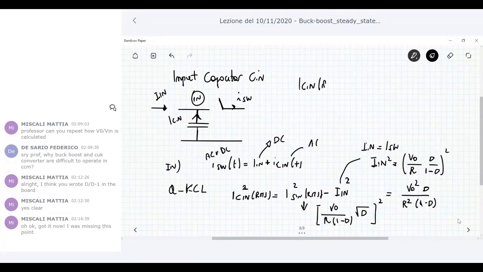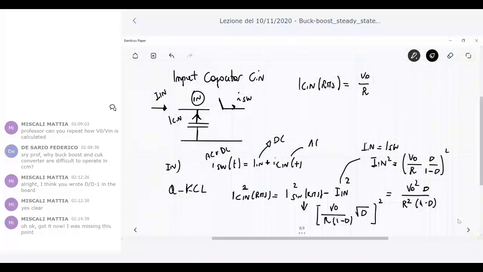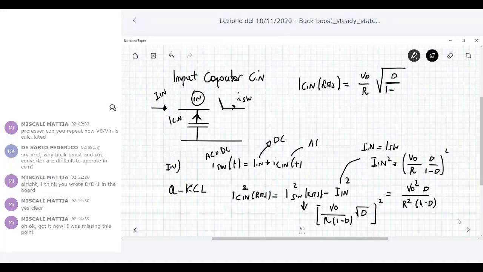So it is V naught over R, D over 1 minus D. And since V naught is negative, you have to take that into account. Okay, the waveform of this current flowing into the input capacitor is simply the current through the switch less its average value, which is the input current.